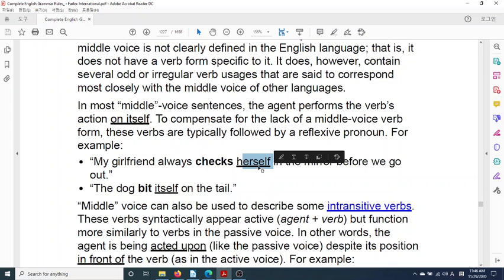For example, my girlfriend, subject and object, always checks, verb, herself. Well, there's the object, which is also the subject, which is the same, which is a reflexive pronoun, in the mirror before we go out. The dog bit itself on the tail. It's another reflexive pronoun, itself.